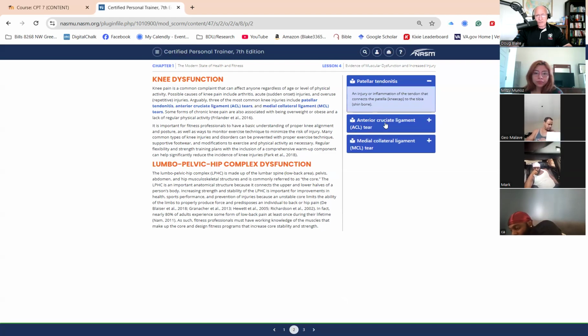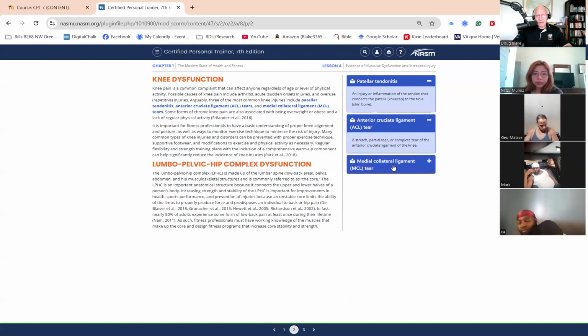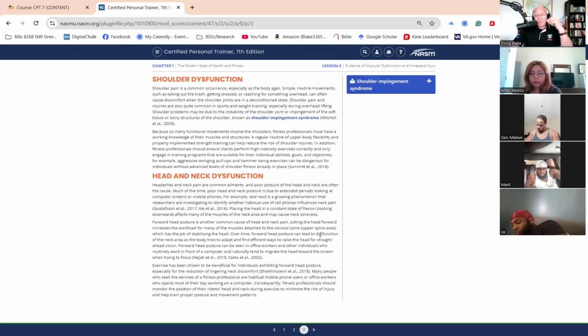Patella tendonitis, ACL tears, and medial collateral, and they also have lateral collateral. We don't see too many of the lateral collaterals, but we do see medial collateral ligament tears. The LPHC complex is probably the single most important area of the body from a testing perspective to know, because this is going to help you when it comes to the overactive and underactive muscles, which is where you will see probably 15 to 20 or more questions just on that concept alone. Does that make sense?